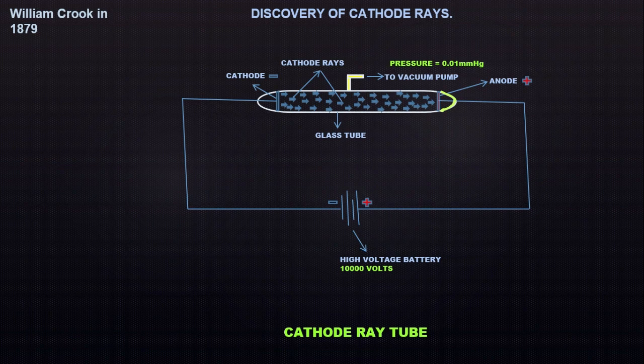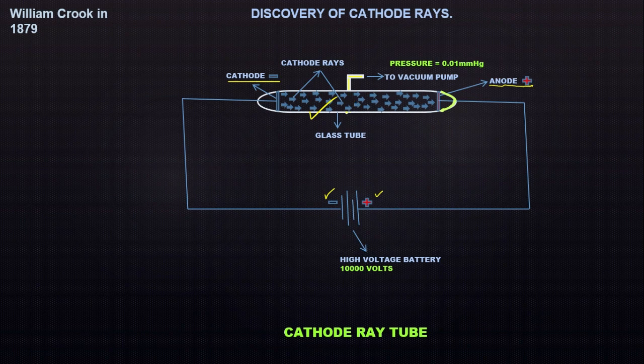It consists of a glass tube in the middle, fitted with two electrodes. These two electrodes are made of either cesium alloy or iron alloy, and they are connected to two terminals of a high voltage battery. The one connected to the negative terminal is called the cathode, bearing negative charge, and the one connected to the positive terminal is called the anode, bearing positive charge.